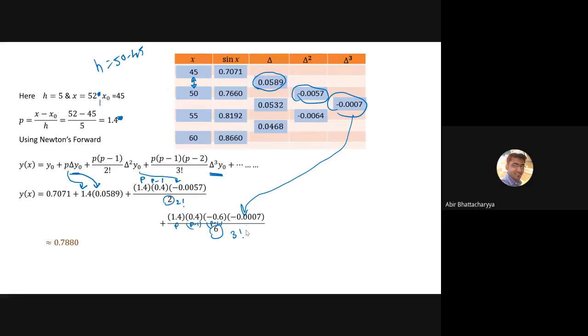Approximate value of sine 52 degrees is 0.7880. Please cross check and verify it. After verification, write V on chat box. I'm waiting for your response. Full verification is required, don't just copy the answer. I will check your notebook as well. Whenever you've done, just write V on chat box. Okay, Nancy is done. All of you, I want your response.